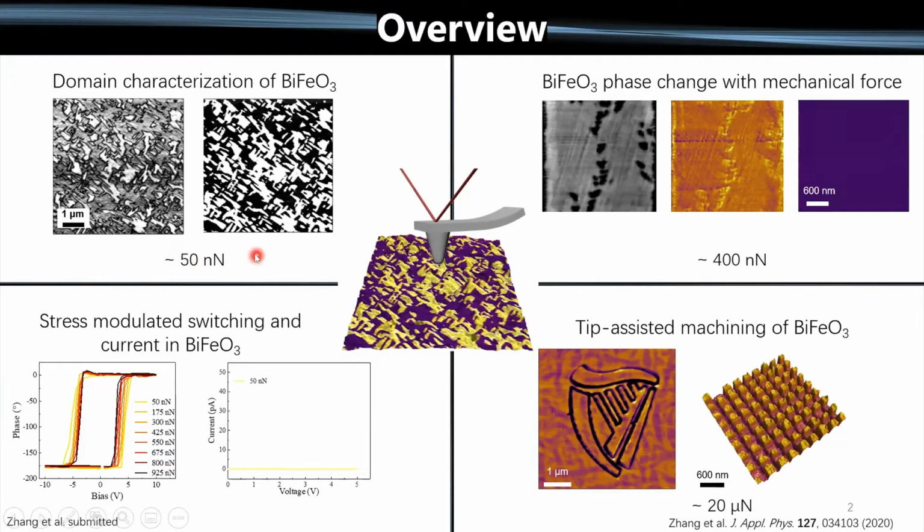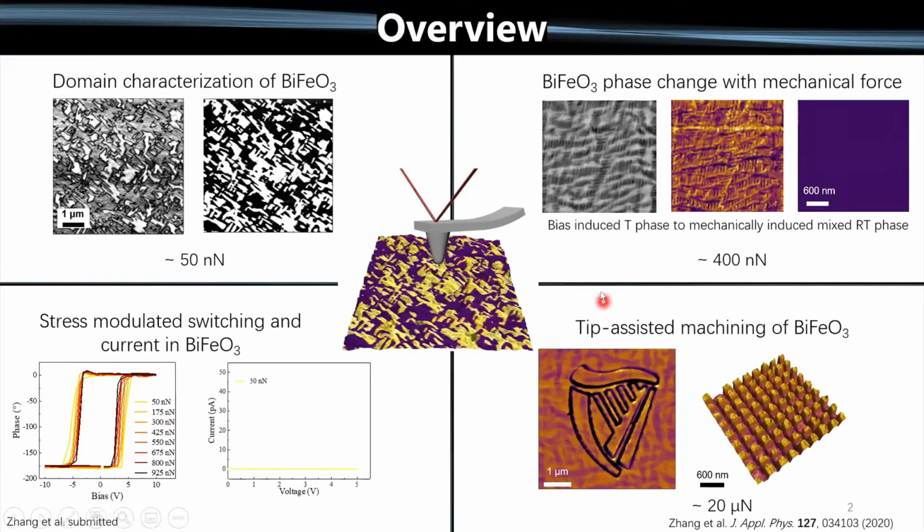So depending on your sample, typical ferroelectric samples will tend to use a relatively stiff cantilever, maybe a couple of newtons per meter or higher. And this is to minimize the electrostatic contributions to the signal that we measure. But if we apply a little bit higher force, what we find is that in certain materials, such as mixed phase bismuth ferrite, we can cause a structural phase transition from, say, a mixed phase or a bias-induced T phase to a mechanically induced mixed RT phase, where T is tetragonal and R is rhombohedral.